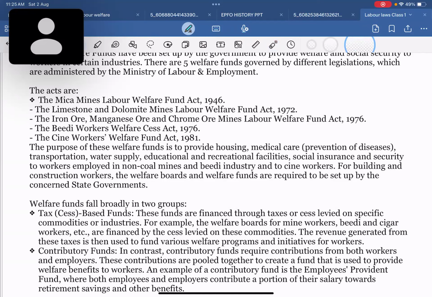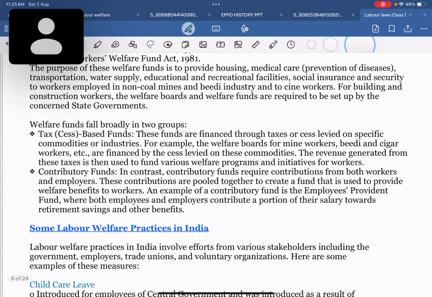Got my point? Welfare funds fall broadly in two groups: tax cess based funds and contributory funds. So what is that?